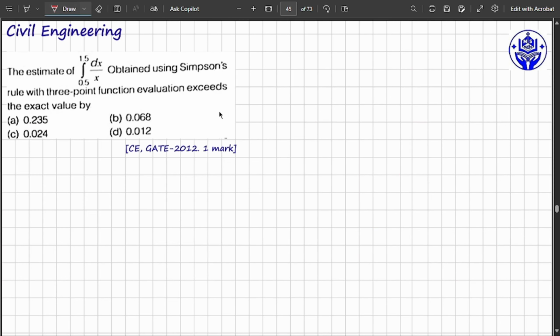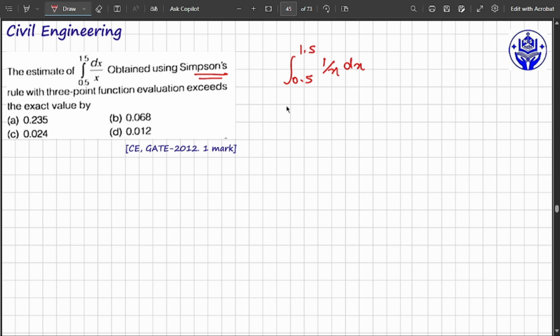So next question is related to Simpson 1 by 3. Again, you will have 0.5 to 1.5 and the function is 1 by x dx. The rule with 3 points. Basically, the estimate obtained using Simpson rule with 3 point function evaluations exceeds the exact value by what? So the estimate exceeding the exact value will be given by this.